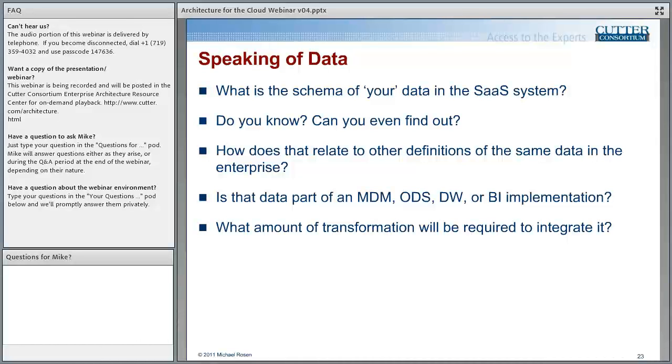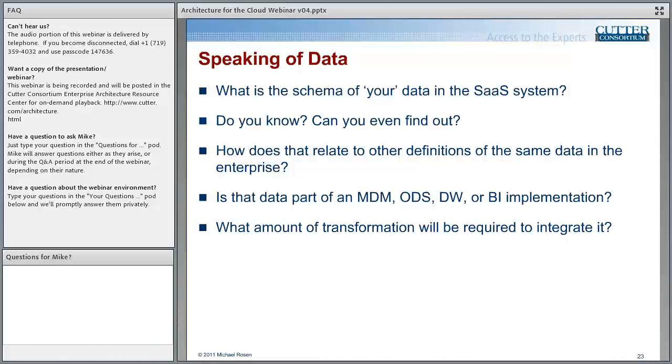While we're talking about data, we might ask the question, what does the data look like? What's the schema of our data that's in the software as a service provider system? Do we know? Can we find out? And how does that relate to other definitions of the same data that we might have in our enterprise? If this is data about customers, we've probably already got customer data in our enterprise. Are we going to need to integrate these things together?